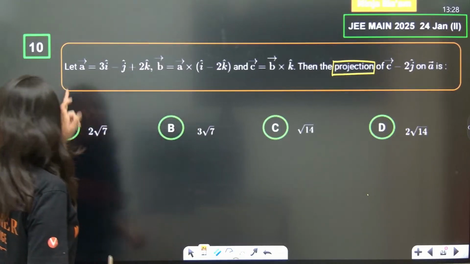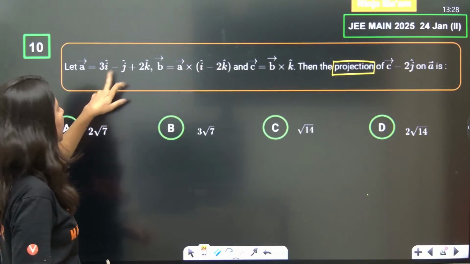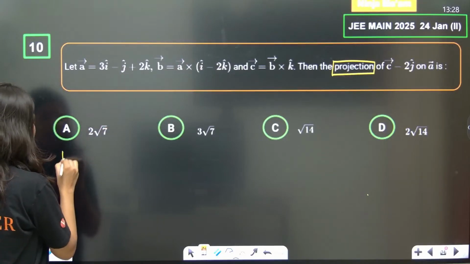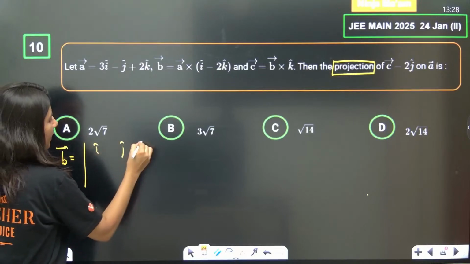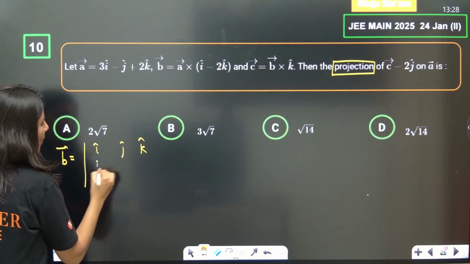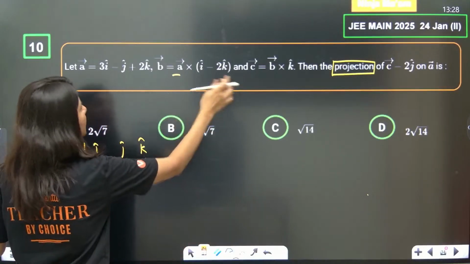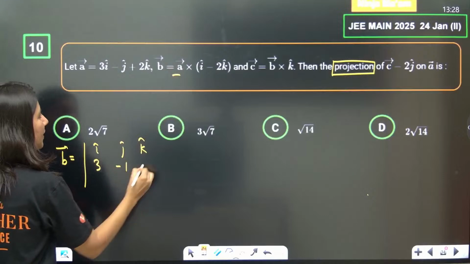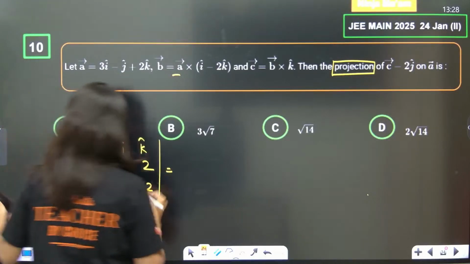A vector is given. B vector is A cross this. See, A is already given. So why don't we do one thing? We calculate the B vector by cross product with I, J, K. This is I minus 2K, so 1, 0, minus 2. A cross this. A is what? 3, minus 1, 2.